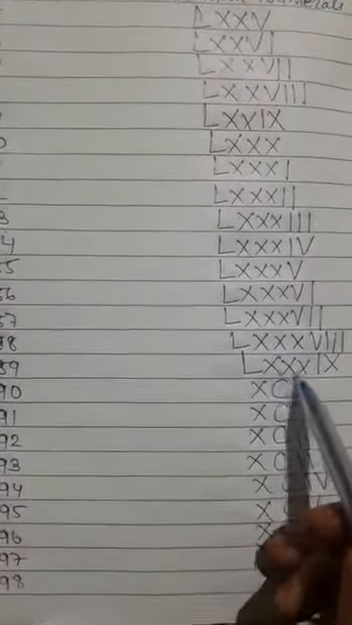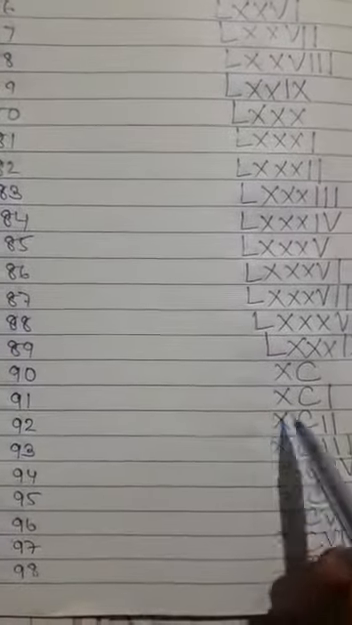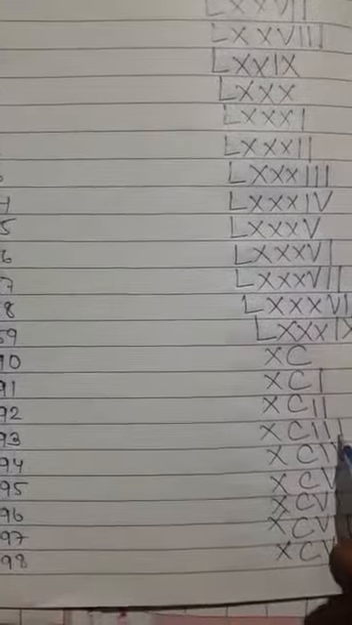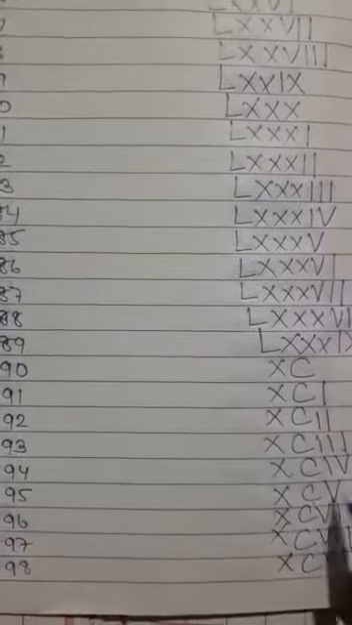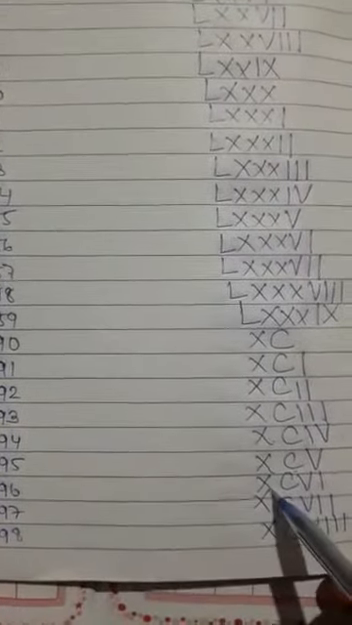89 L 3 times X I X, 90 X C, 91 X C I, 92 X C 2 times I, 93 X C 3 times I, 94 X C I B, 95 X C B, 96 X C B I, 97 X C B 2 times I, 98 X C B 3 times I, 99 X C I X, 100 C.